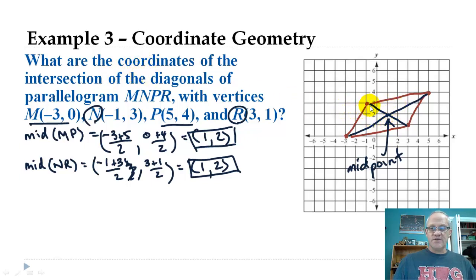And that kind of proves, and we're going to talk about this a lot in 6.3, that this really is a parallelogram because those two diagonals cross in the exact same spot.